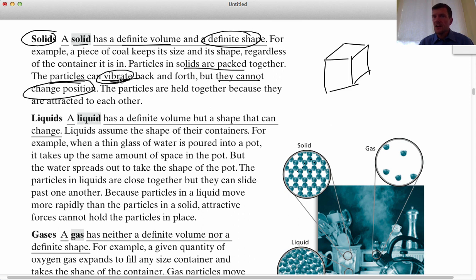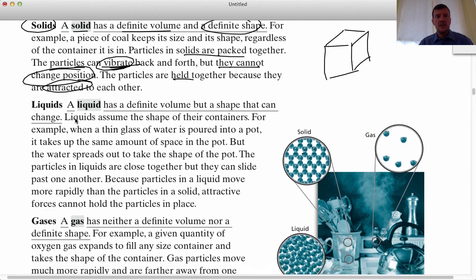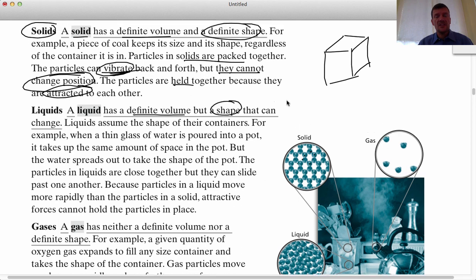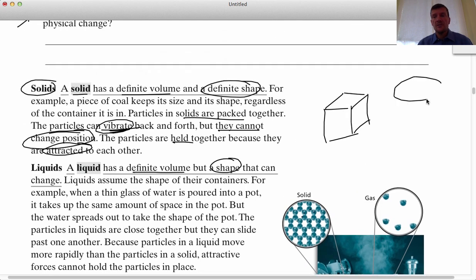They do vibrate, they do oscillate a little bit back and forth, but they're held together because of their attraction, and their low energy keeps them close together. A liquid, on the other hand, has a definite volume, but not a definite shape. So if you have liquid water and you put it in a glass, it's going to fill that glass to a certain amount of volume, but it's going to take on the shape of the glass.